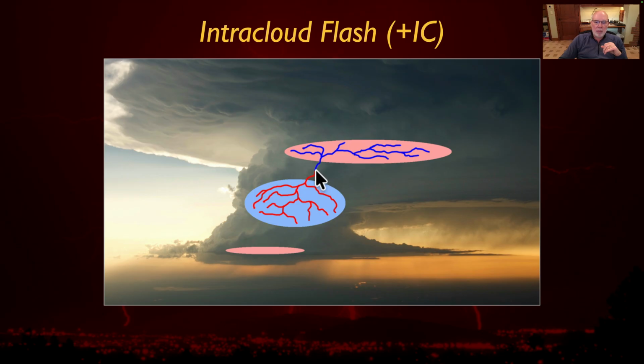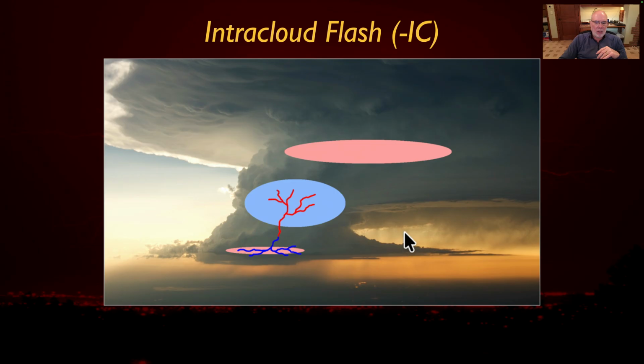At the same time, a positive leader will travel towards the negative charge region and propagate into and throughout the negative charge region. And in this case, this is how most intercloud flashes occur. About 90% of all flashes are cloud flashes that don't reach the ground, and this is the most common type. You can have it occur between any two charge regions, but you need these two charge regions to create an electric field in order for it to occur.